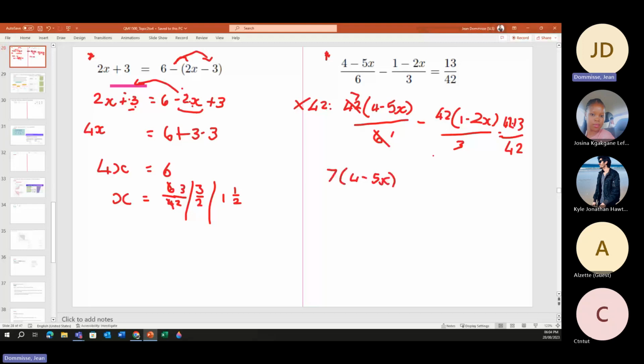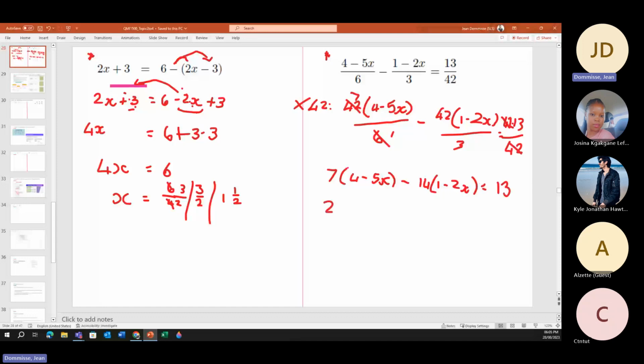Okay, so then do the same with 42 divided by 3. That is 14. And then in the bracket still the 1 minus 2x. And now on this side, if I divide the 42 by 42, I'm left with 13. So at least now my fraction is gone. And hopefully when I now multiply it out, we will get a better or quicker answer.